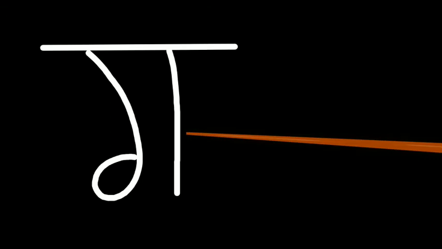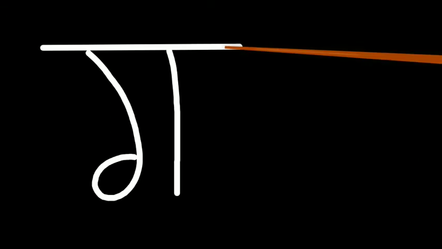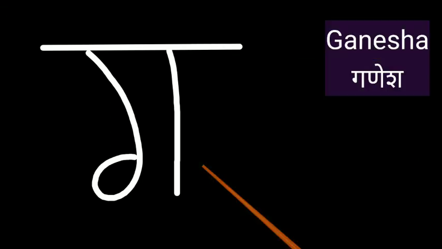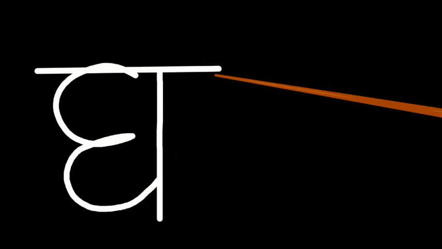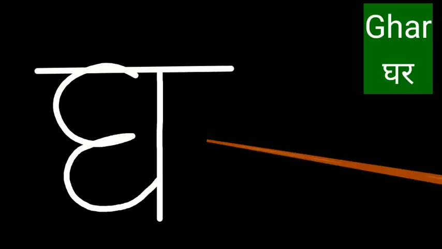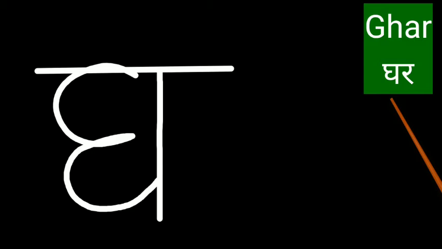Next letter is G. First draw a big vertical curl line, and at the bottom there is one circle, and next to that a big vertical line and a horizontal line on the top of the letter. It's called G. Word is Ganesha. Next letter is G. Small half circle join to another half circle and draw a big vertical line and a horizontal line on the top of the letter. It's called G. G's word is Ghar. Observe both words.